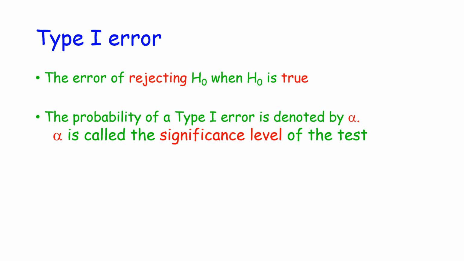So using an example from a previous video, if our null hypothesis was that a defendant was innocent and we rejected the null hypothesis when it was true, then that means that the jury found that defendant guilty when in fact they were not guilty.